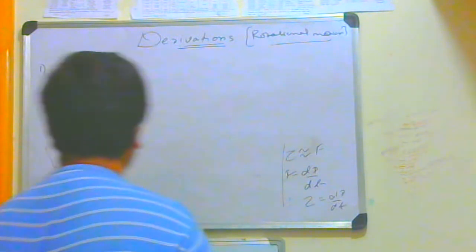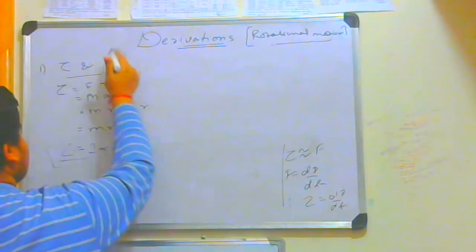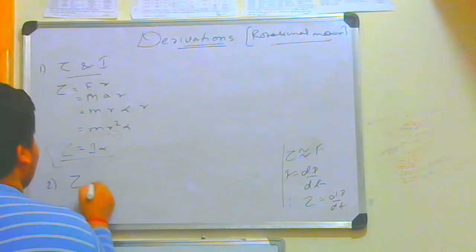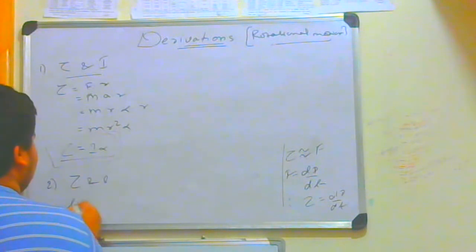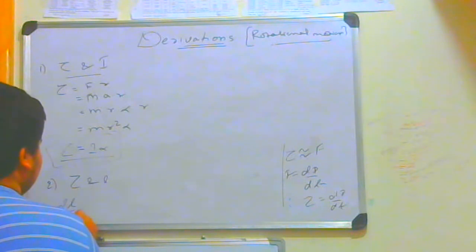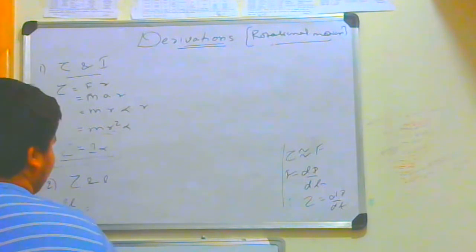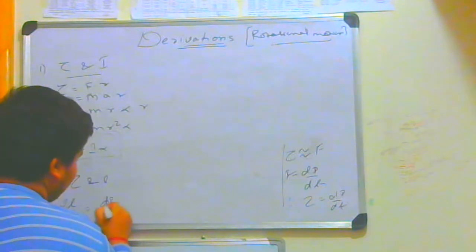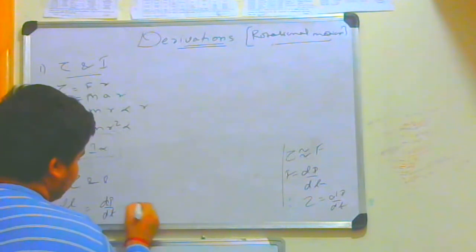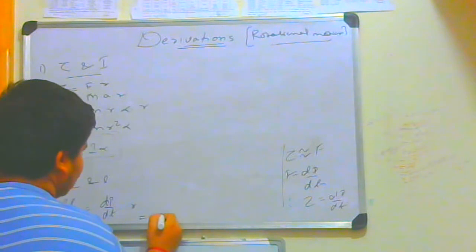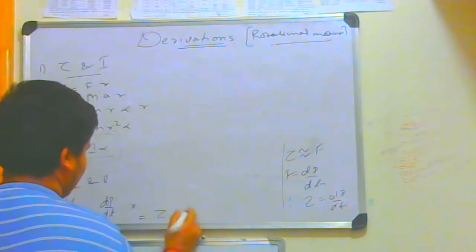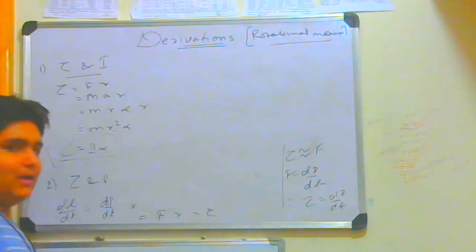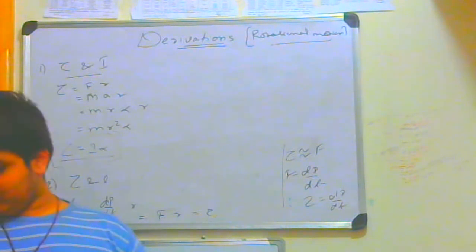Let us take L and try this. This is also a relation, okay? This is the relation of tau and I. Note it down. For tau and L, let us now take L. So we know that dL by dt is equal to, what is L? That is P into R, so dP by dt times R. From here you get it directly. That is equal to force into R, that is equal to tau.